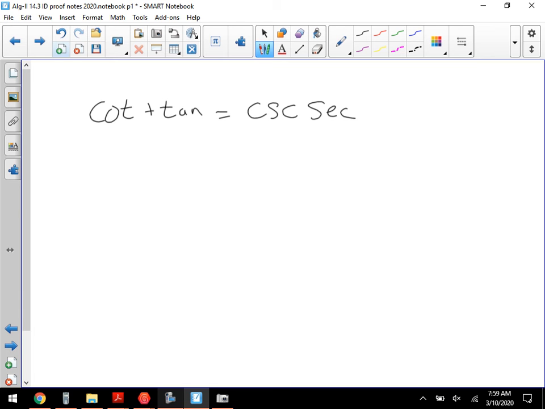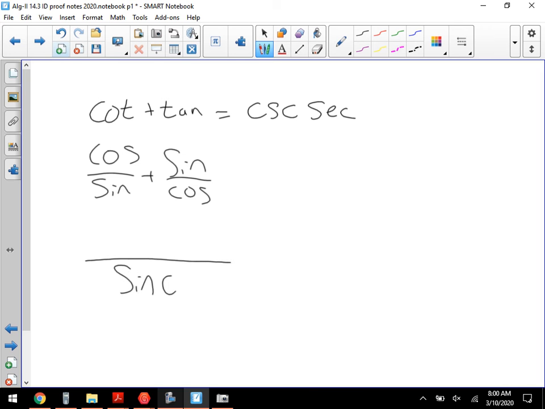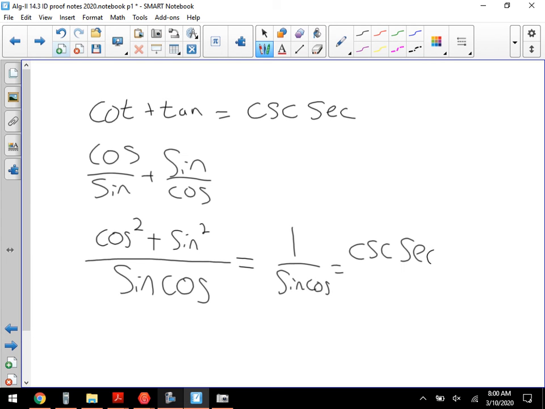So cotangent is cosine over sine, and then plus sine over cosine. The common denominator here becomes sine times cosine. The fraction on the left needs a cosine, so you get cosine squared. The fraction on the right needs a sine, so you get sine squared, which therefore gives you 1 over sine cosine, which is cosecant secant.